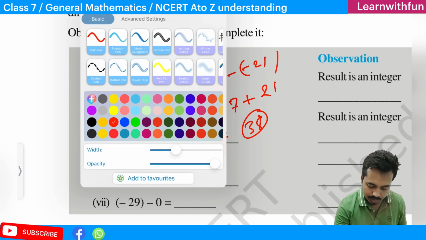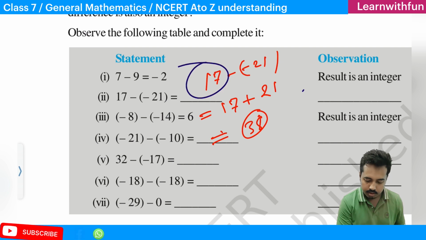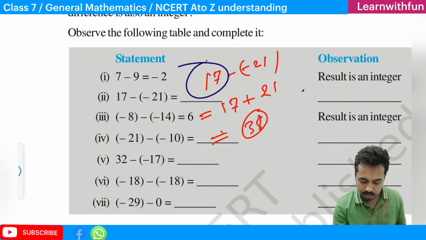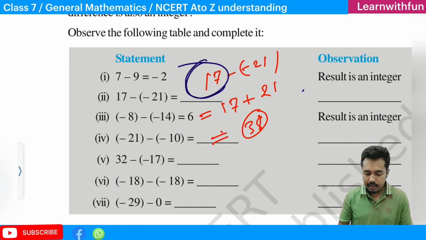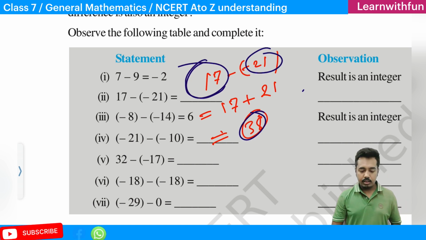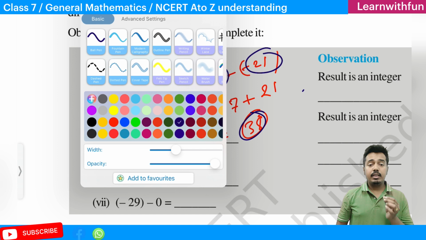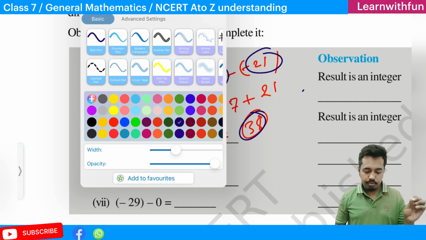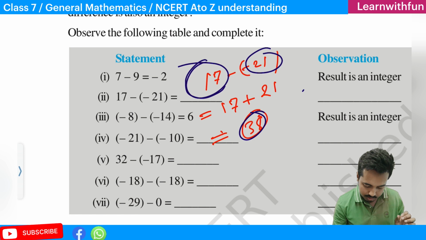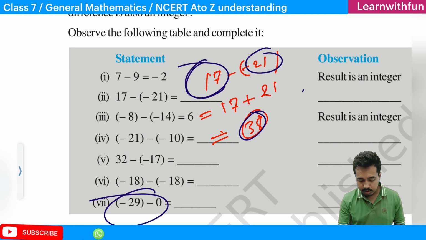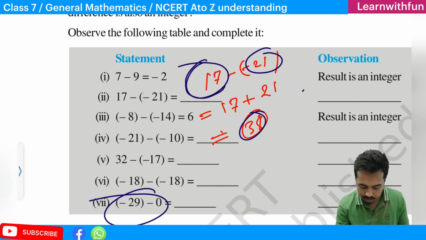So here we are subtracting an integer from an integer. The first integer is 17 and we are subtracting minus 21 from 17, then we are getting the result 38, which is also an integer. In every case you will get an integer when you subtract one integer from another integer. So in case of minus 29 and 0, if you subtract 0 from anything then you will get that thing. So in case of minus 29 minus 0 you will get minus 29.